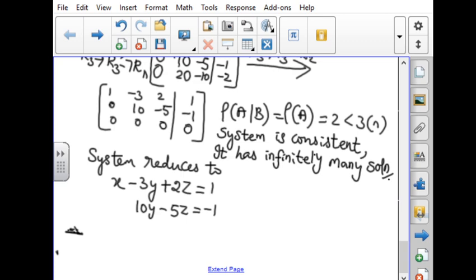It can be solved by taking any constant for z. So let us assume z is equal to k, where k belongs to R. Whenever we have a minimum number of equations with the maximum number of unknowns, we have to take some constants. R is nothing but the real numbers. So we can consider any number for this.